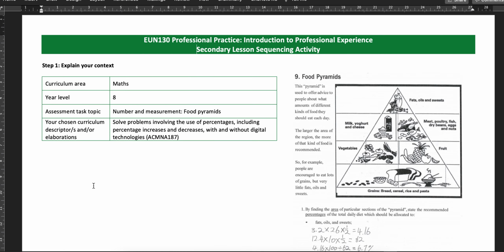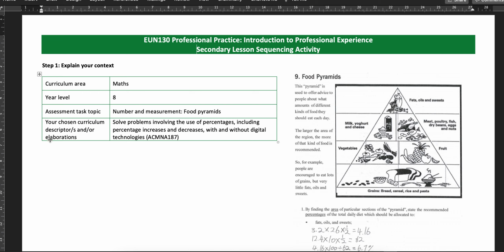I'm just going to talk through the lesson sequencing activity that you've been set for this week. Now this is an example for a Year 8 maths class working on calculating percentages. Primary and secondary students this week have been set a very similar task, so I'm just going to talk through this Year 8 maths one as an example. We're looking at how to solve problems that involve the use of percentages.